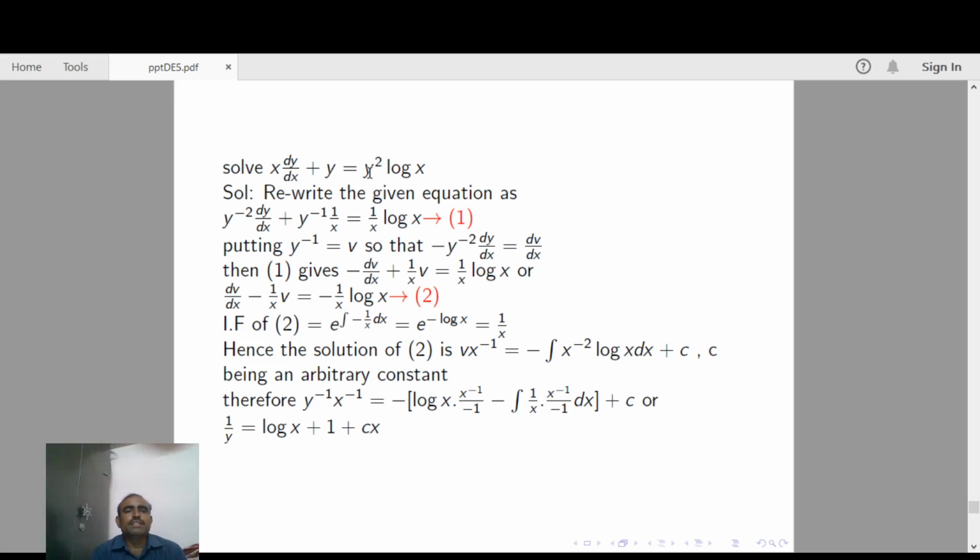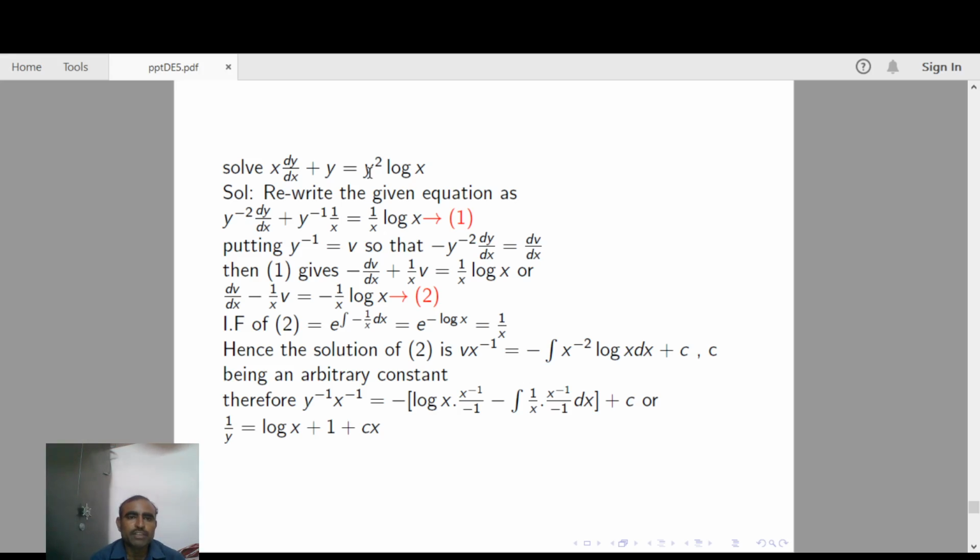Okay. First, read the given equation as y^(-2) dy/dx = y^(-1) (1/x) = (1/x) log x. So first, given the differential equation, divide by x, we get dy/dx + y/x = y^2 log x / x. Again divide by y^2, or multiply by y^(-2). So you get y^(-2) dy/dx + y^(-1) (1/x) = (1/x) log x.